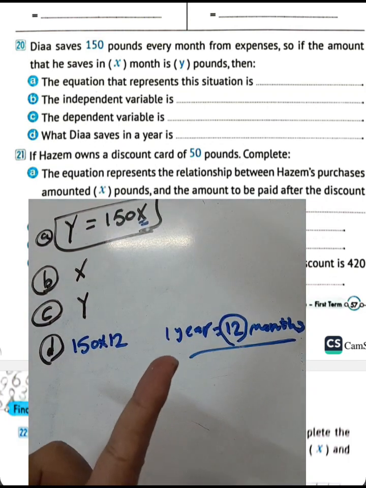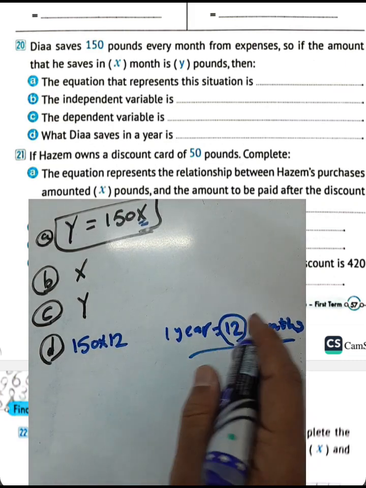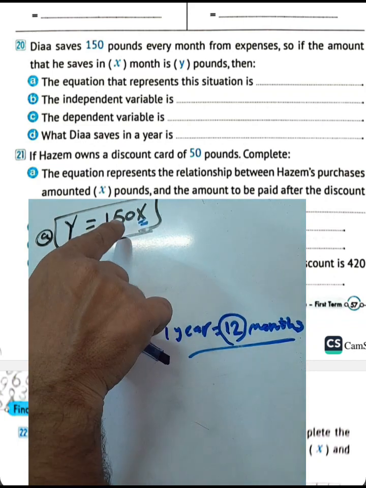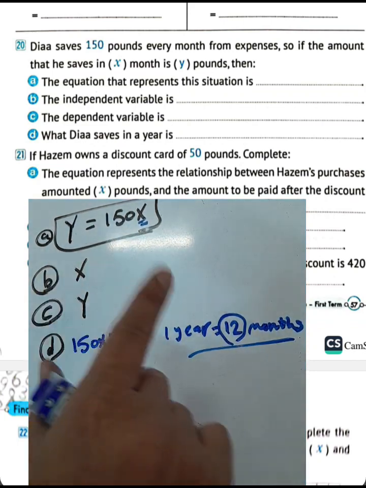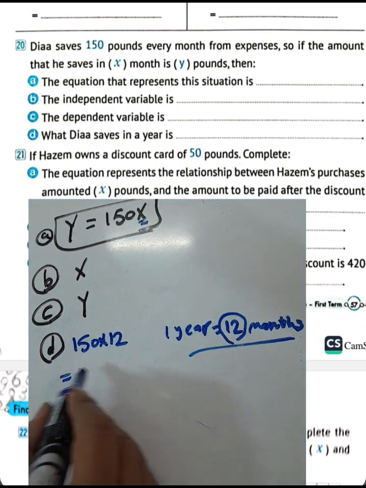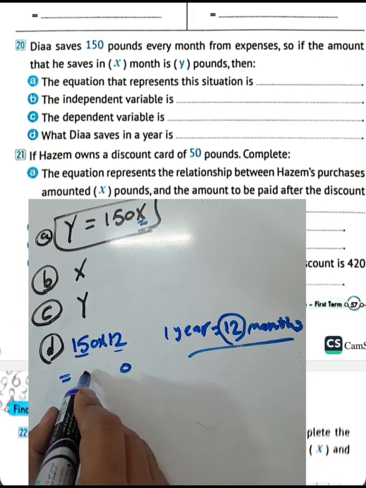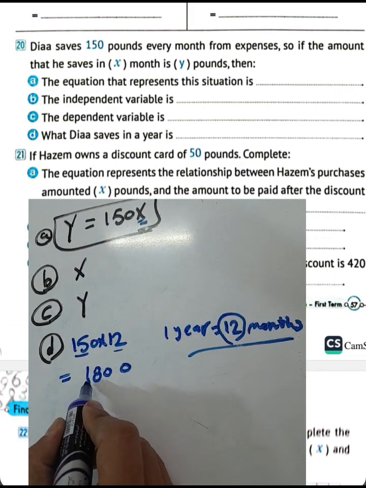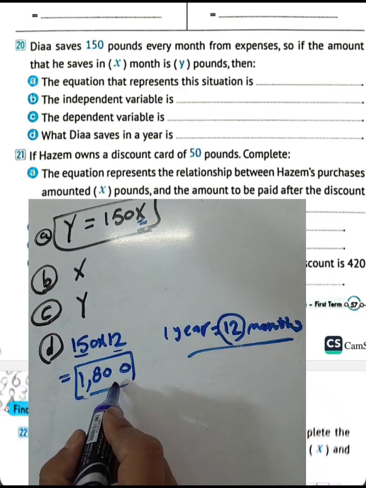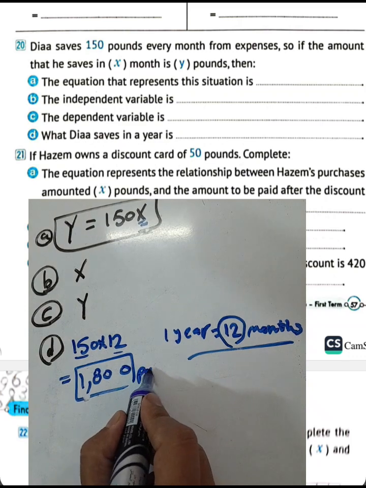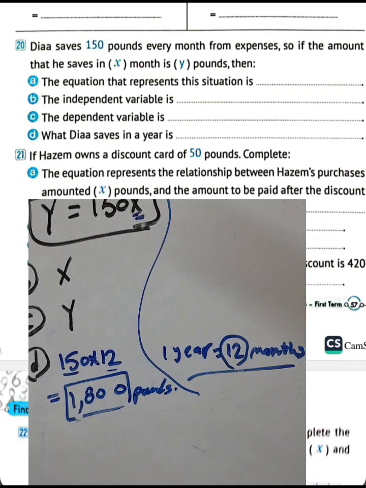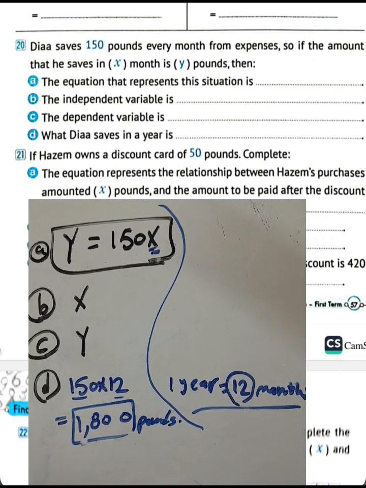Okay, we know 1 year equal 12 months. So put x here equal 12 because he saved 150 pounds each month. So in the year it means 150 times 12. Write 0, and 12 times 15 equal 180. And the result will be 1800 Egyptian pounds. Here it will be 1800.